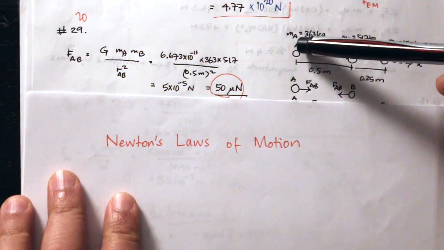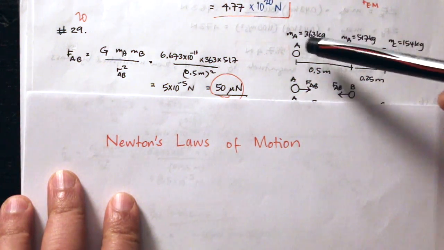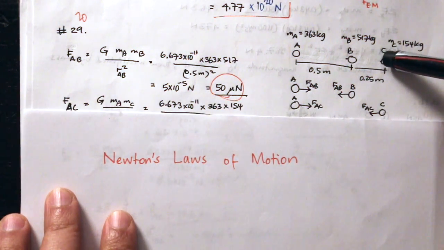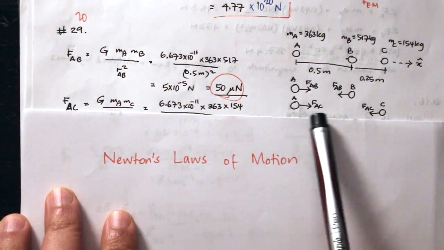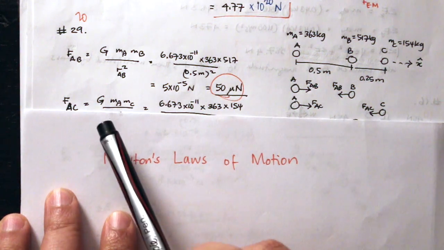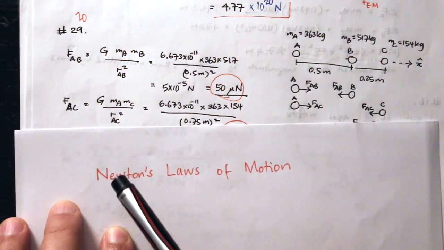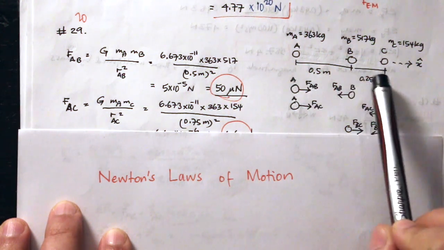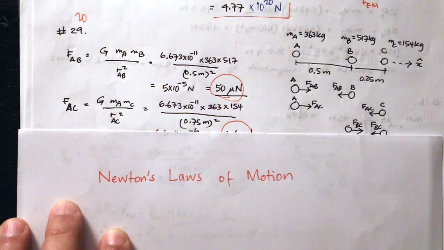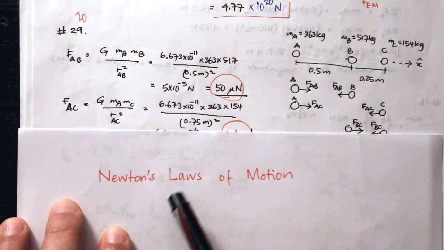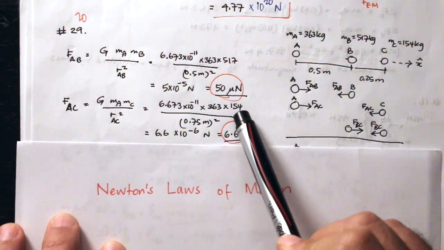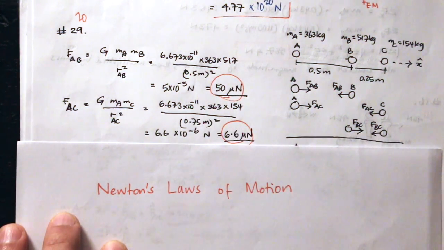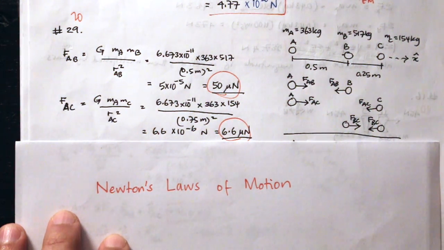So after I'm looking at A and B, now I'm going to look at A and C, and the attractive force between them is FAC, and again it's equal to G MA MC divided by the distance between them squared, and the distance between them now is going to be 0.5 plus 0.25, that's 0.75. So you sub in the numbers and you find that it's 6.6 micronewtons.